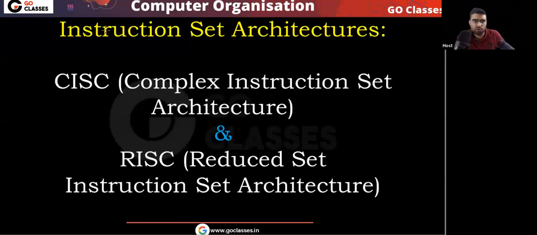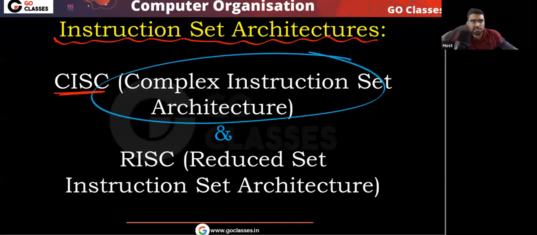First, let's see what is the full form. Remember, there are two types of instruction set architecture. We have already seen what instruction set architecture is in the previous lecture. Now you can divide the instruction set architecture into two categories. One is RISC and one is CISC. CISC means complex instruction set computer, or you can simply say complex instruction set architecture.